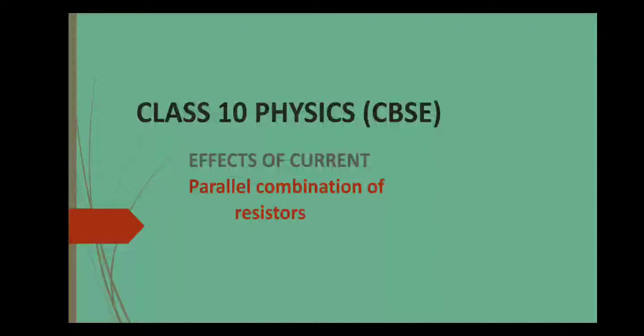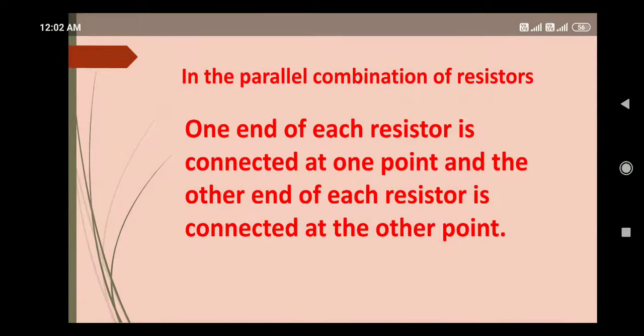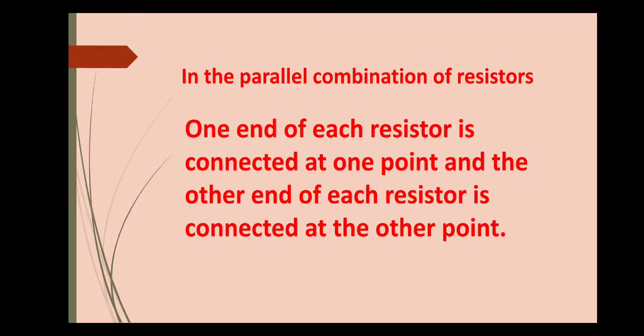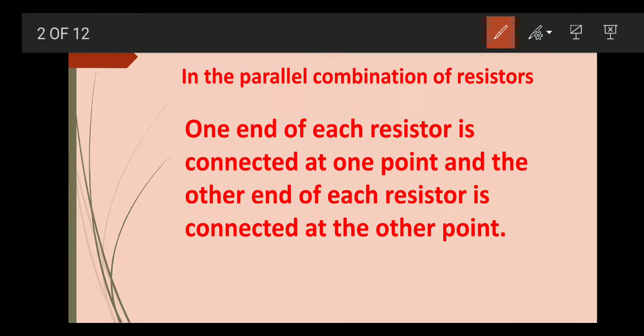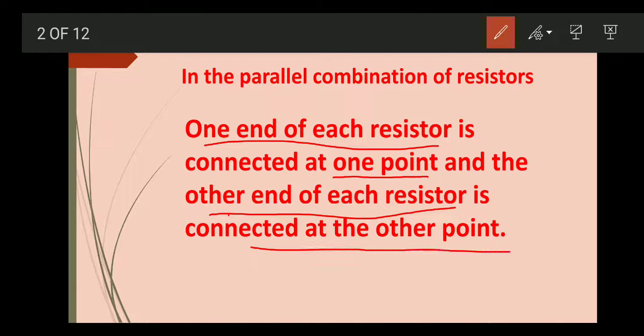I am your own Shilpi ma'am, and today in this video I will discuss parallel combination of resistors of chapter Effects of Current of class 10 Physics. So let's start. In the parallel combination of resistors, one end of each resistor is connected at one point and the other end of each resistor is connected at the other point.